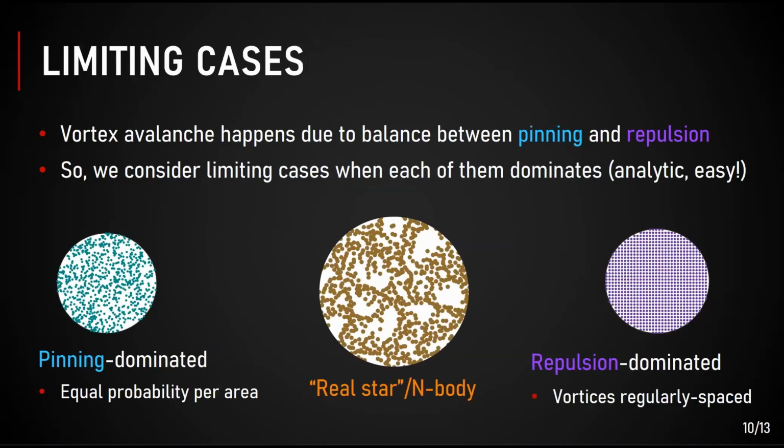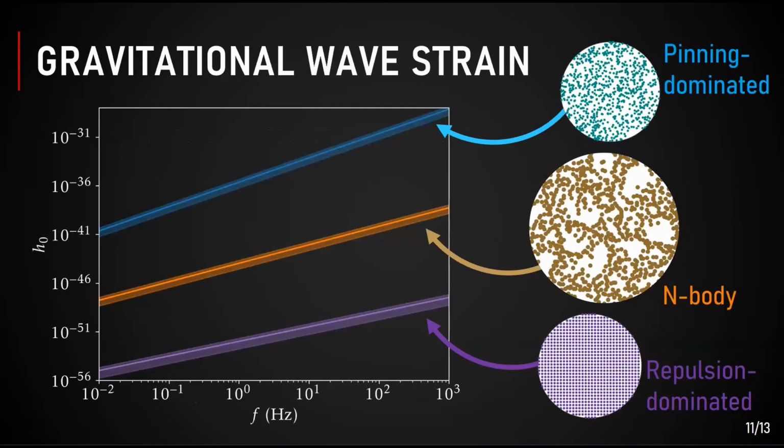So I mentioned before that avalanches are driven by pinning and repulsion. So we looked at the case where pinning dominates and the case where repulsion dominates, which you can kind of make a statistical argument about how the vortices will be arranged. I don't have time to go into the details of these, so ask me after if you're interested. These things are completely analytic, and we suspect the real star to be somewhere in between. And when we do all the analysis, we see that the N-body scaling is bracketed by these two lines.